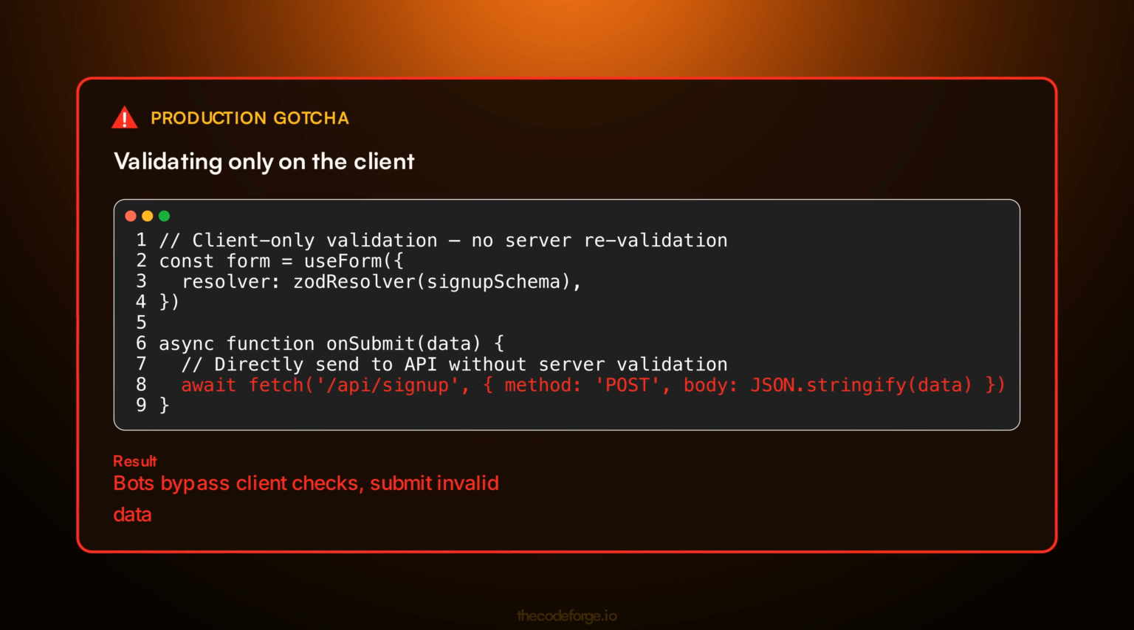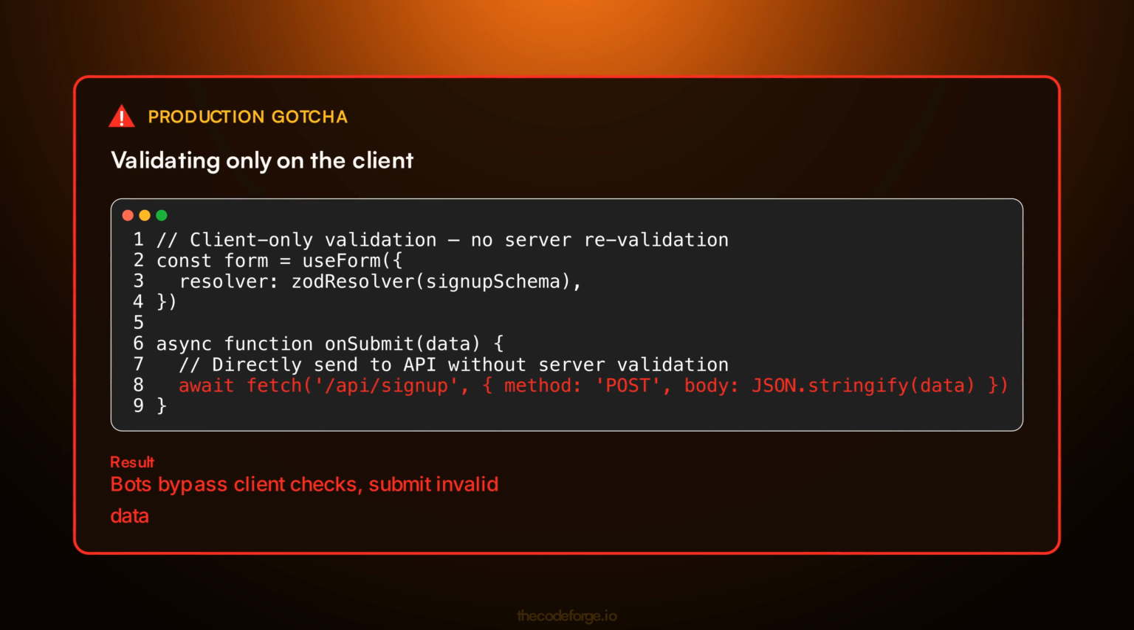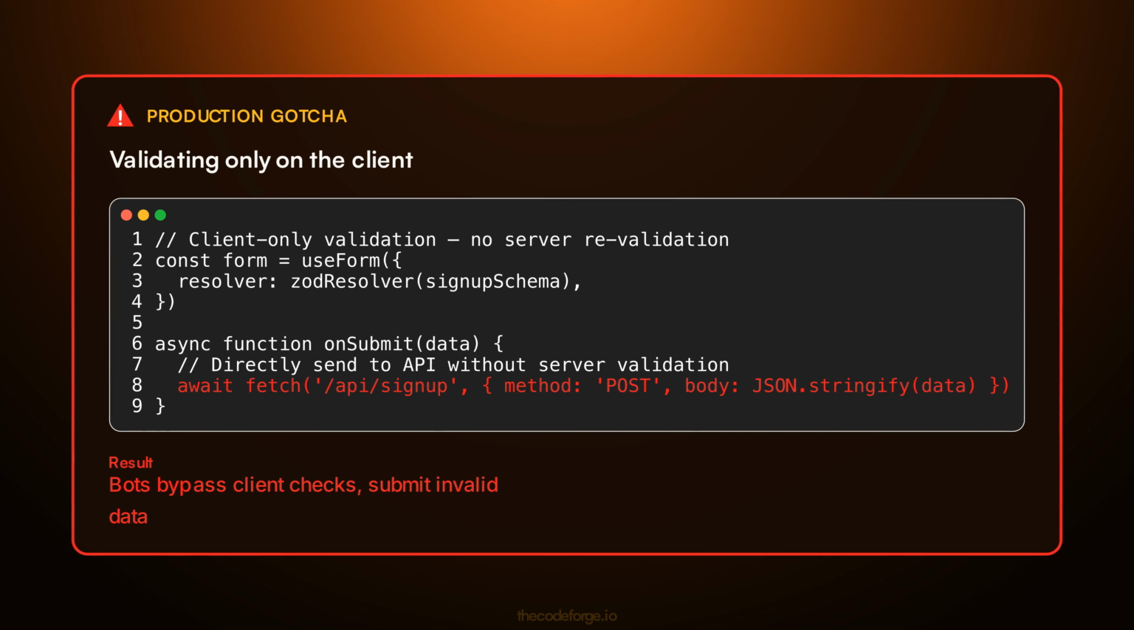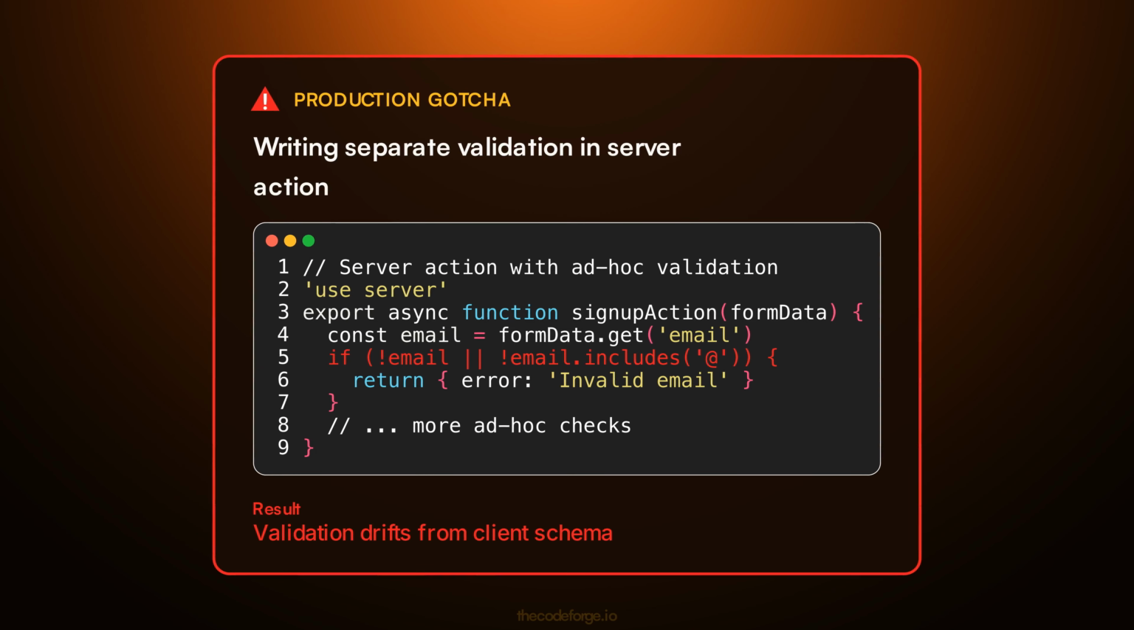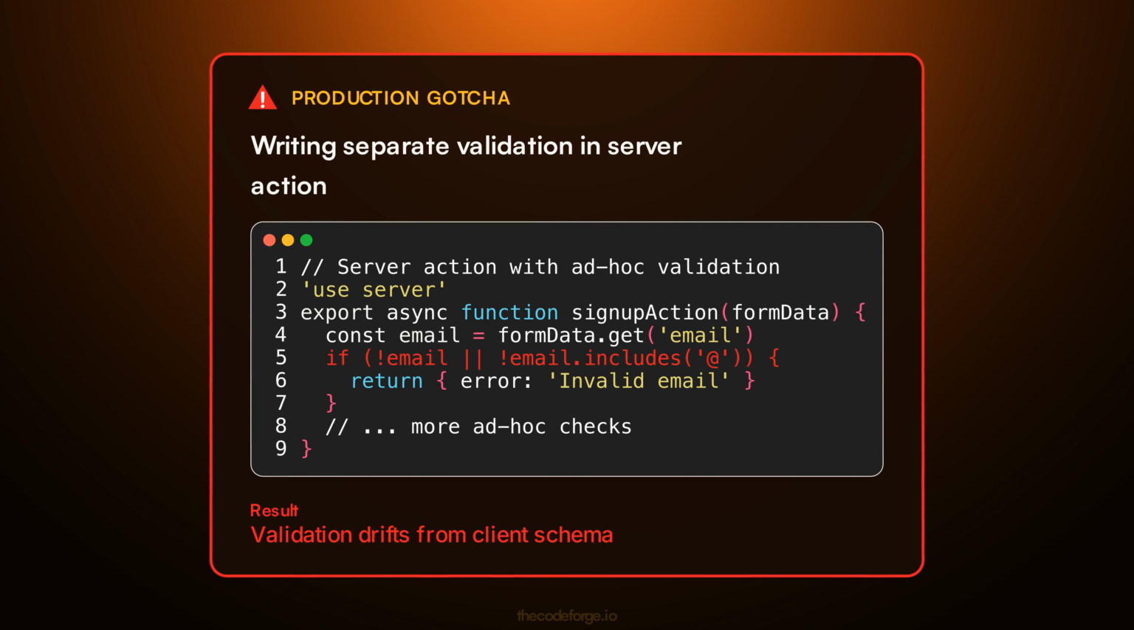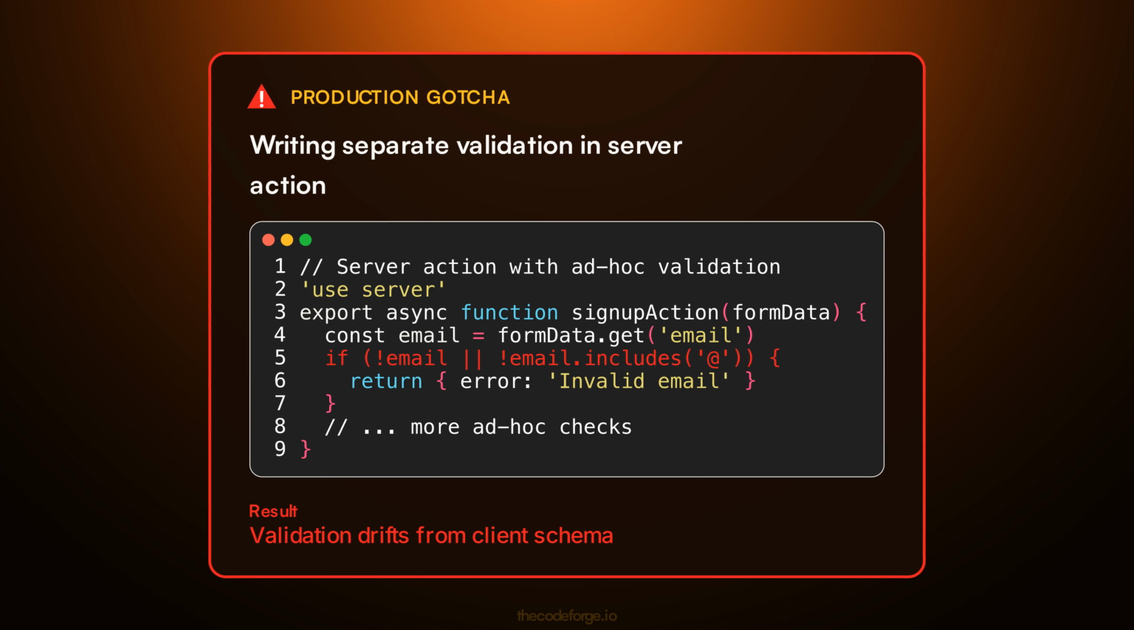This is the mistake that caused the 3,200 invalid subscriptions. The form validates on the client, but the API endpoint does not revalidate. A bot can submit any data directly, bypassing the browser entirely. Don't write ad hoc validation in the server action. Always import and use the same Zod schema. Otherwise, client and server validation will diverge, causing confusing errors.